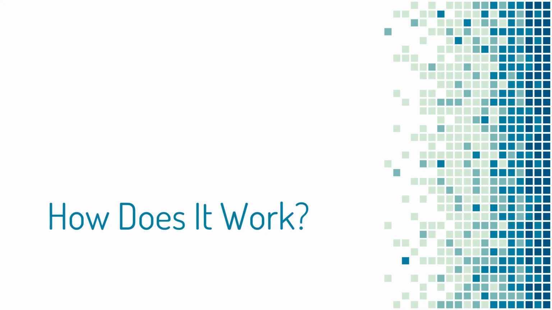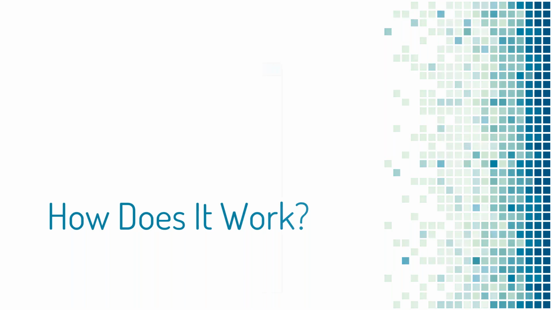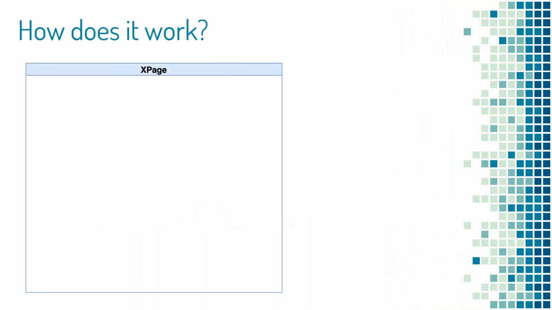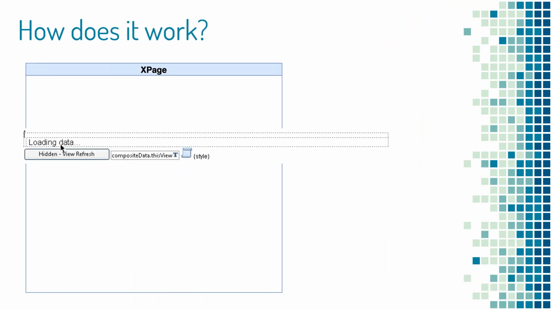So let's talk a little bit about how the control works. You have your application, you're starting out with an XPage. You drag the control in. This is actually what the control looks like, so you can see it's pretty basic. We have a table there and a script block and a field that is bound to a view scope based on a composite data value, which we'll see in a minute.